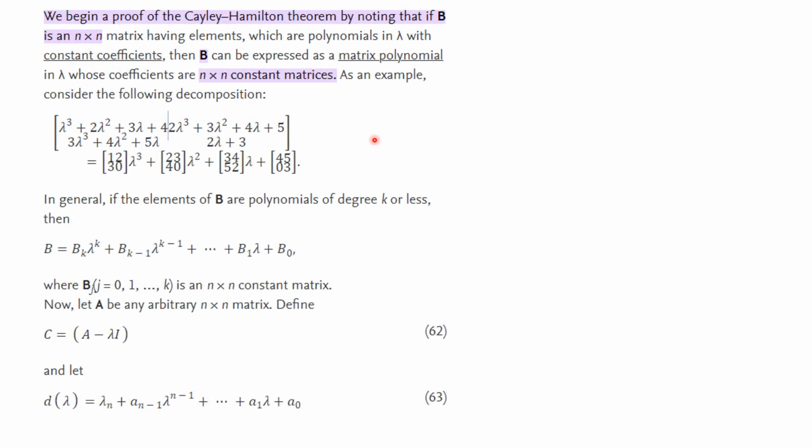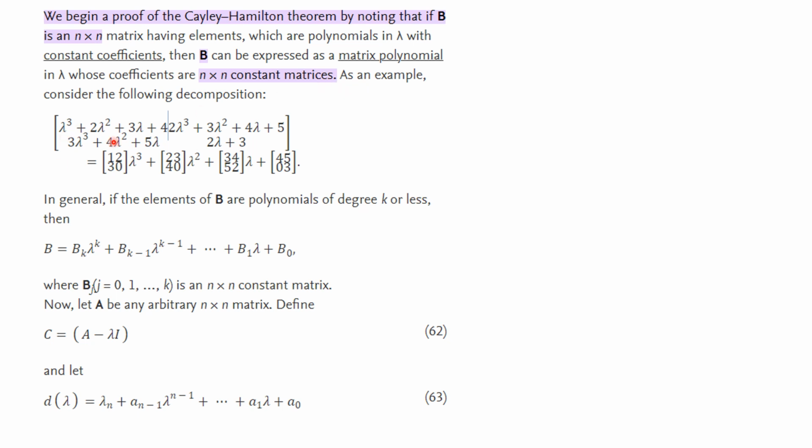Okay, it's time for the proof of the theorem now. So we begin a proof of the Cayley-Hamilton theorem by noting that if B is an n by n matrix having elements which are polynomials in lambda with constant coefficients, then B can be expressed as a matrix polynomial in lambda whose coefficients are n by n constant matrices. Now you want to think about what that means, but here's an example. And so as an example, consider the following 2 by 2 matrix.